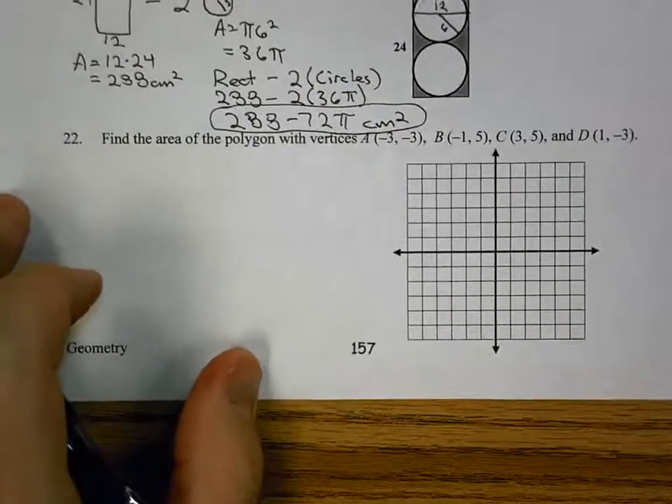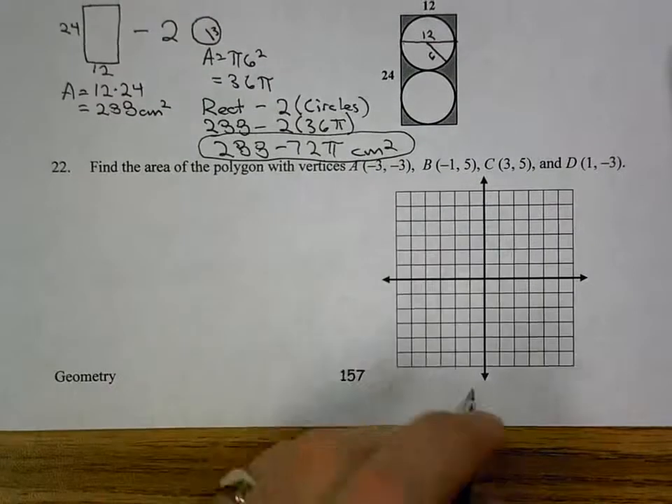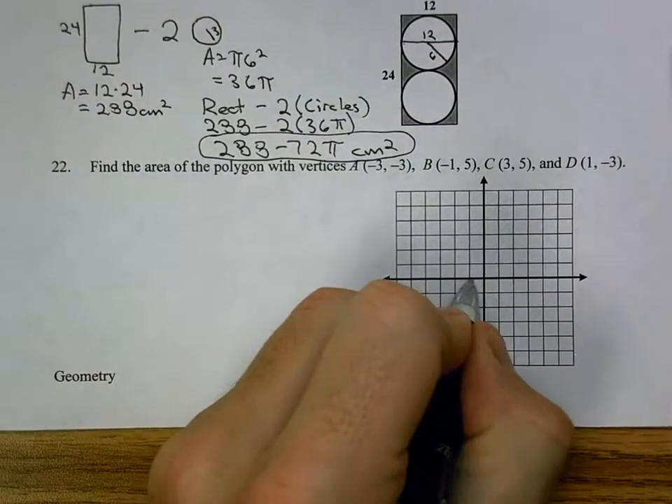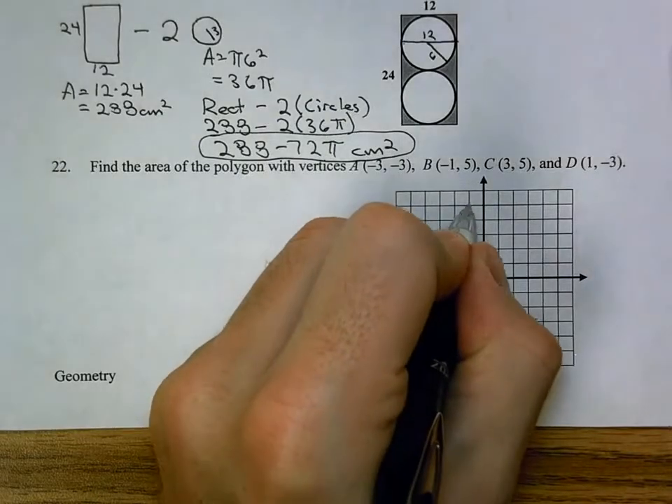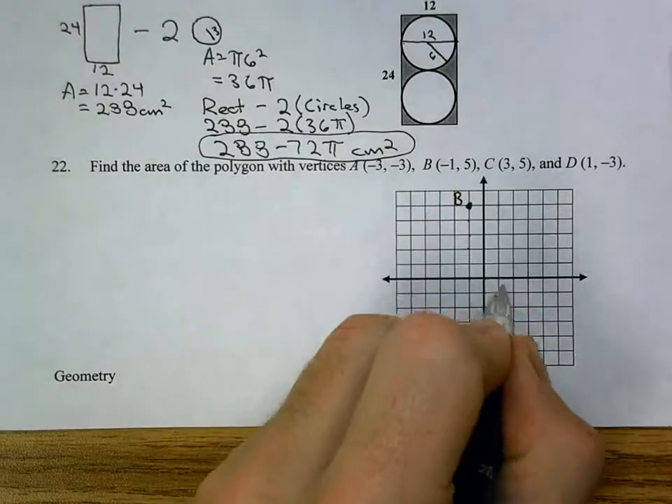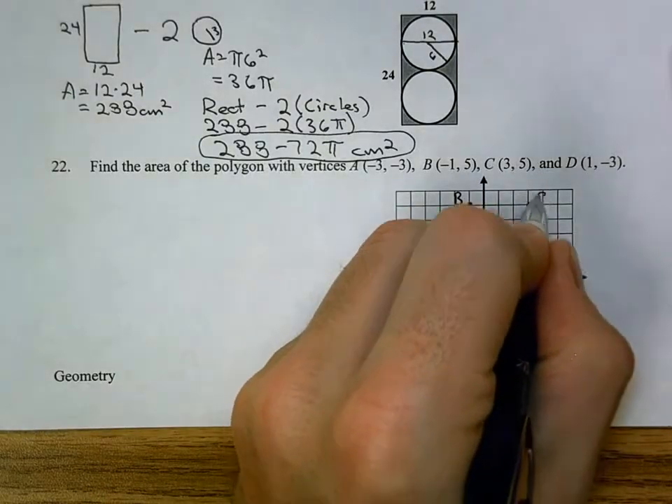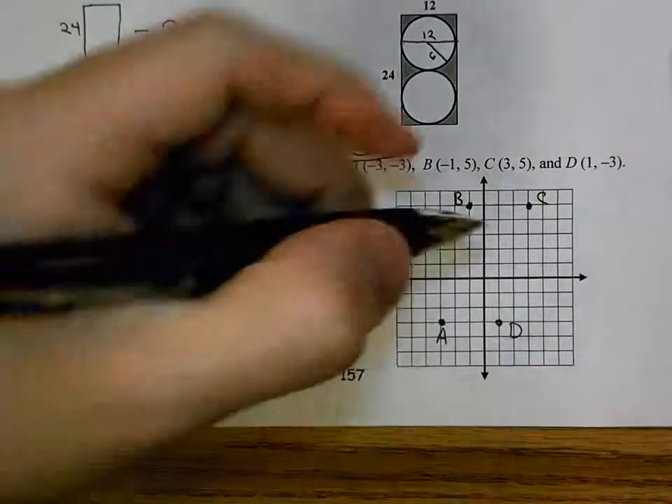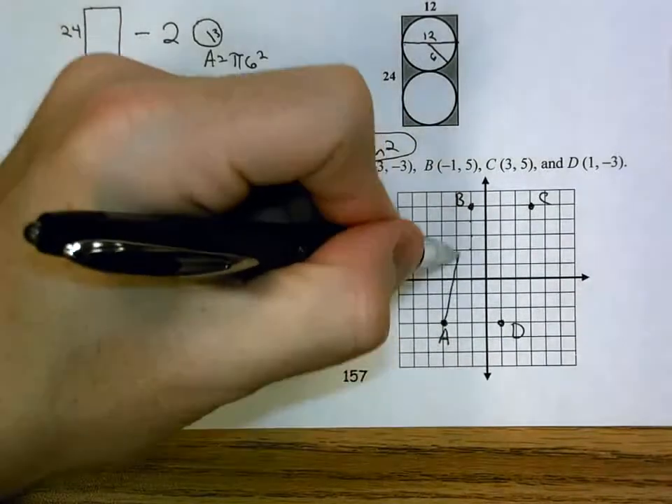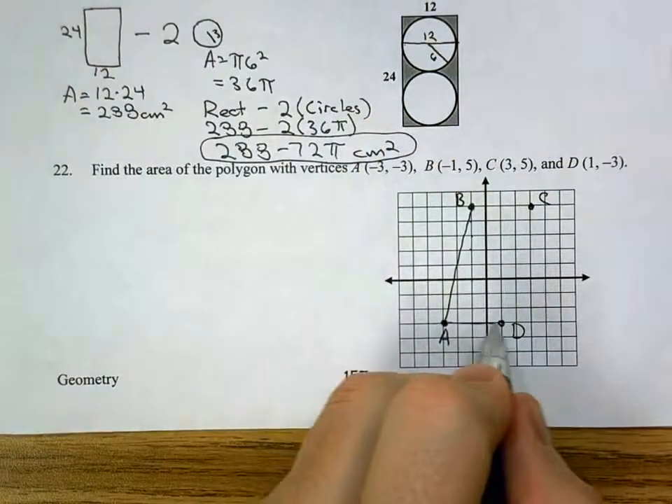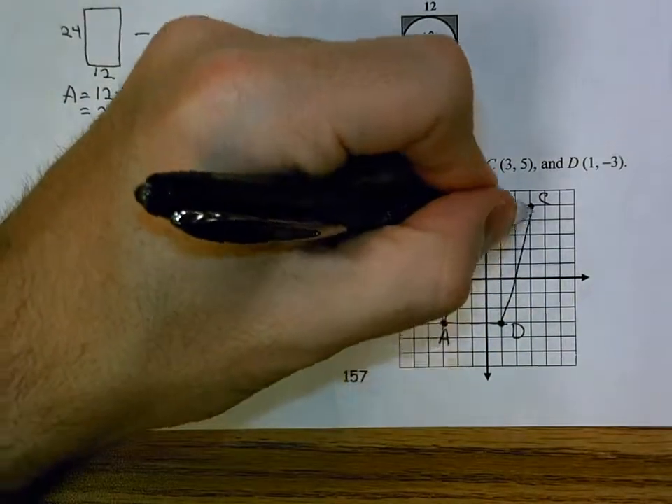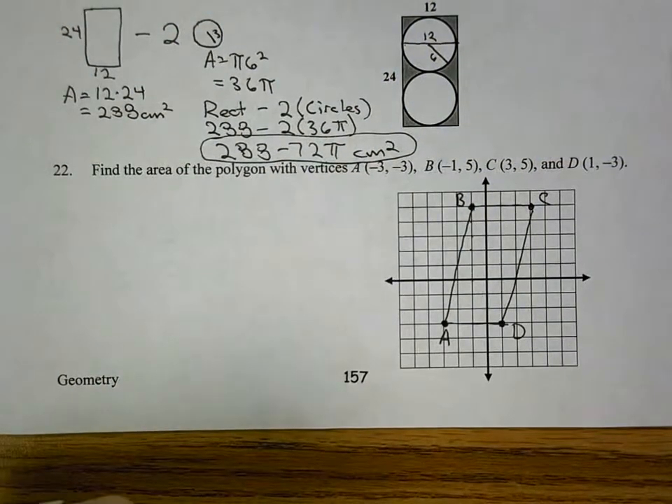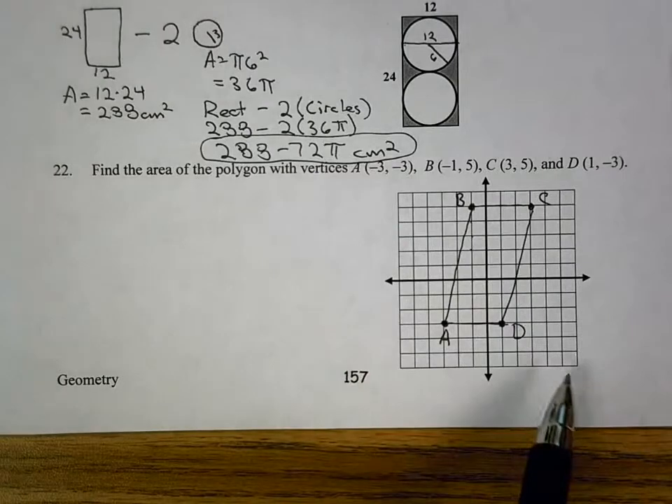Okay, the last one, you need to find the area of the polygon. We have -3 for A, -1, 5 for B, 3, 5 for C, and 1, -3 for D. Now the first thing we have to do is figure out what shape we're looking at. That is key, and that way we pick the correct formula. We look at it first, it does look like a parallelogram. I have opposite sides are parallel.